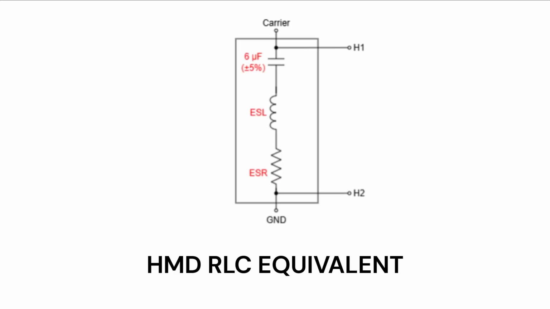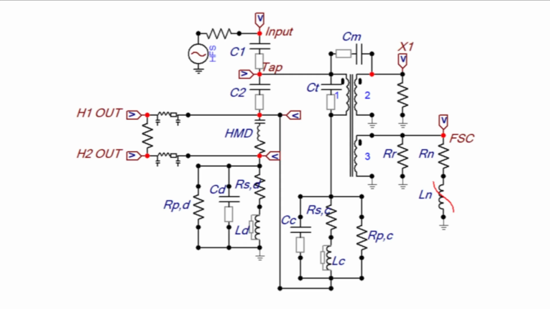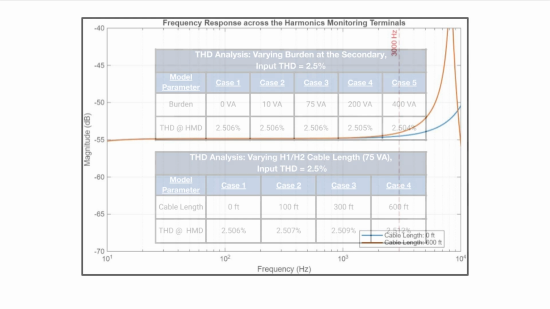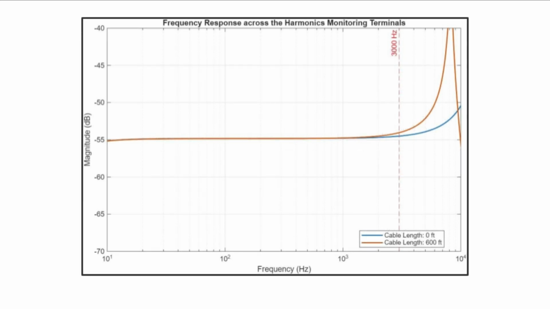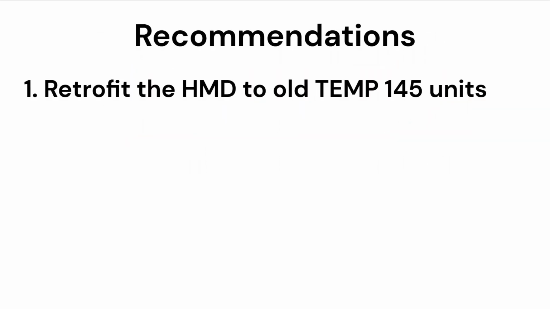Using the RLC equivalent of the Trench HMD, we added it to our model of the Temp 145 to simulate its performance. We found that the HMD performed well within IEEE standards, even with changes in load, capacitance values of the divider, and even changes in the wiring. However, long cable lengths from the HMD to the control house can make the HMD's performance much worse. So, it is our recommendation that the HMD should be retrofitted to old Temp 145 units, with caution taken with long cable lengths.